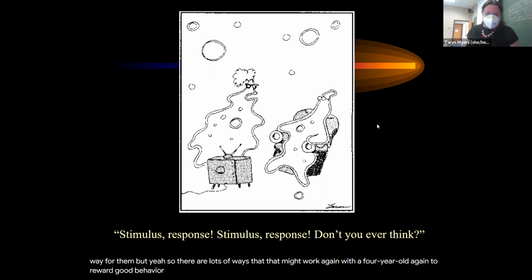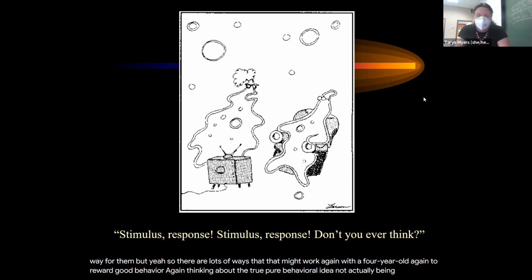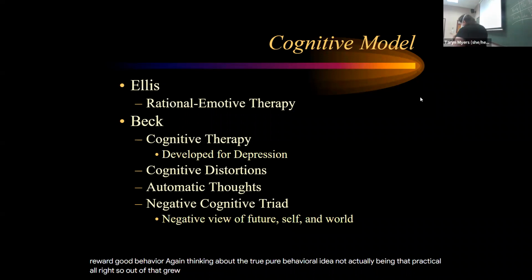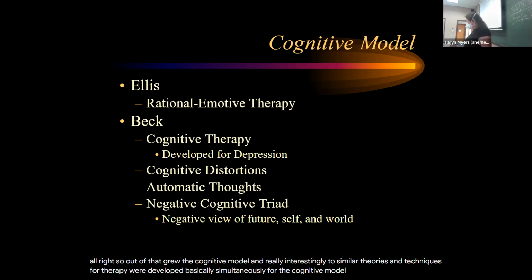And again, thinking about the true pure behavioral idea, not actually being that practical. All right, so out of that grew the cognitive model. And really interestingly, two similar theories and techniques for therapy were developed basically simultaneously for the cognitive model.